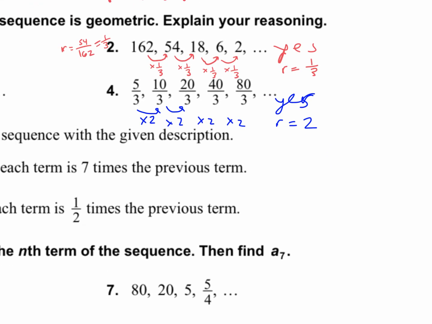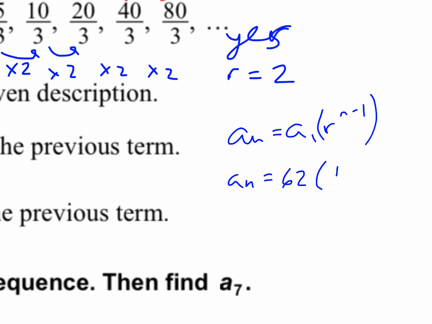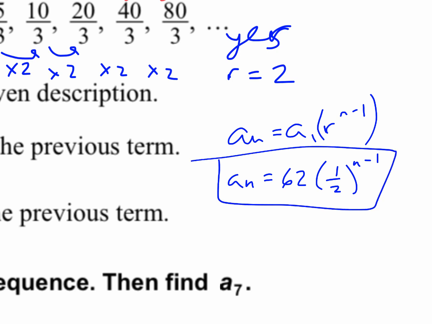All right, let's look at 5b. So to write our rule, it's a sub n is equal to a sub 1 times r to the power of n minus 1. Remember, it's just the r that gets that exponent. So for 5b, what's our a sub 1? $62. And what's our r? 1/2. And that's the power of n minus 1. And that is our rule.